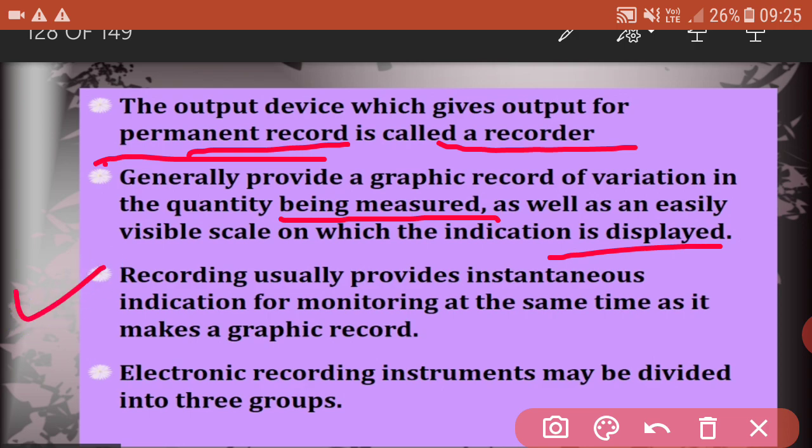Recording usually provides instantaneous indication for monitoring at the same time as it makes a graphic record. So a recorder should provide instantaneous indication for monitoring at the same time as it makes a graphic record.